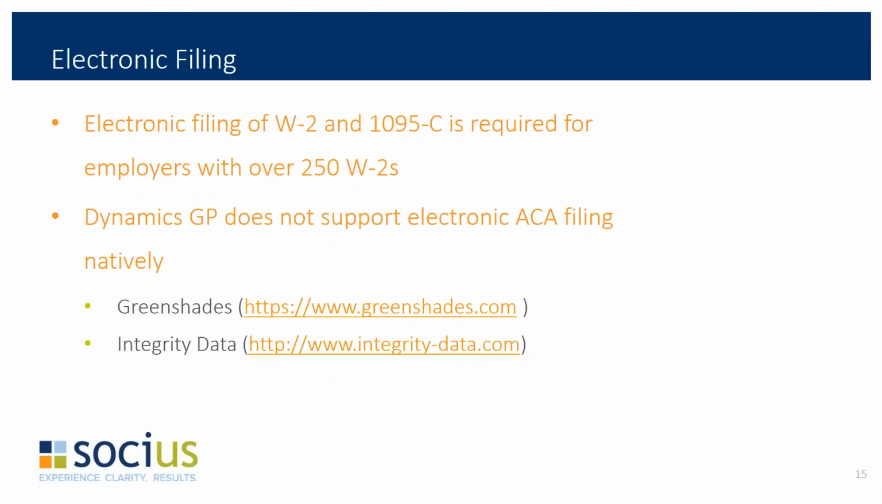There are 2 ISVs out there that do a good job of year-end reporting for 1094s and 1095s. Feel free to reach out to your account manager or associate consultant if you need some additional information, but Green Shades and Integrity Data will allow electronic reporting of those 1094 and 1095 information for those employers that have over 250 employees.